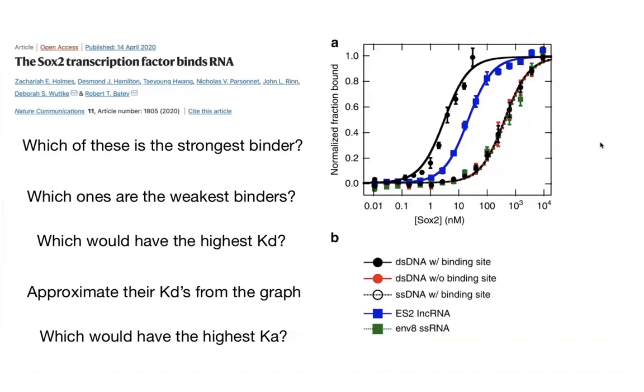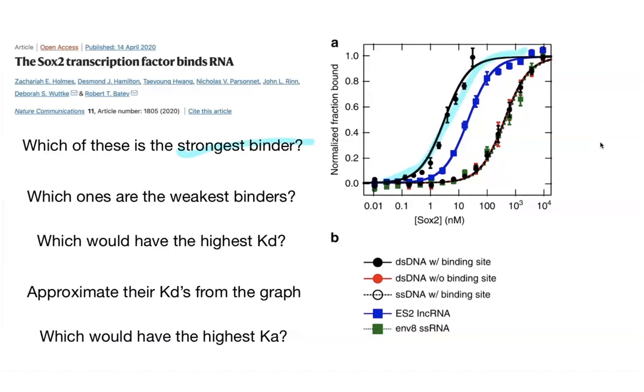This graph is really confusing in that they have double-stranded DNA with a binding site, and single-stranded DNA with a binding site. Basically, they're both using these black dots, and even though it shows that they're supposed to be in this unfilled form, it looks pretty filled in here, but there's a dotted line. So I'm assuming that this is going to be their double-stranded DNA with the binding site. So the strongest binder is going to be this one.